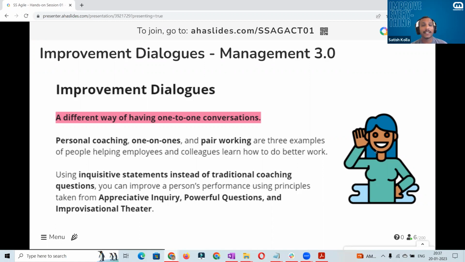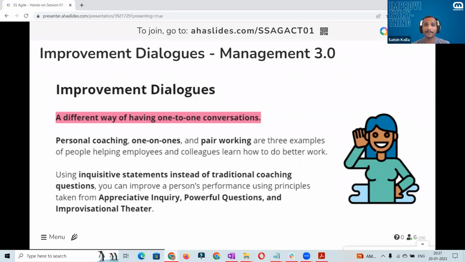That is where one of the Management 3.0 techniques comes in: improvement dialogues. What are improvement dialogues? This can be used for any one-on-one conversation. One-on-one doesn't only mean the manager and the team member, or the Scrum Master and the team member. It could be between your colleagues, your friends, your family, anything personal. This technique or approach can be used in all of them.